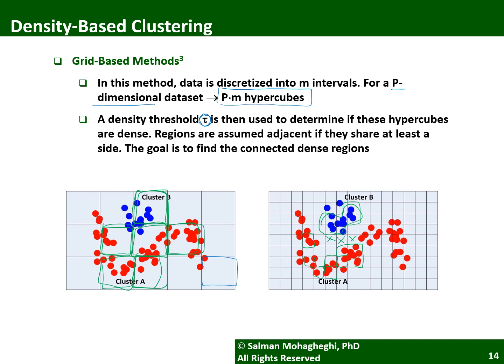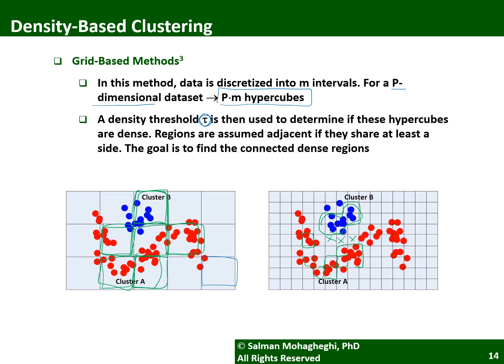This goes to show you that the choice for both m and tau, remember m is the size of those squares or hypercubes, and tau is the threshold for density, is actually a very, very important choice and has practical implications.